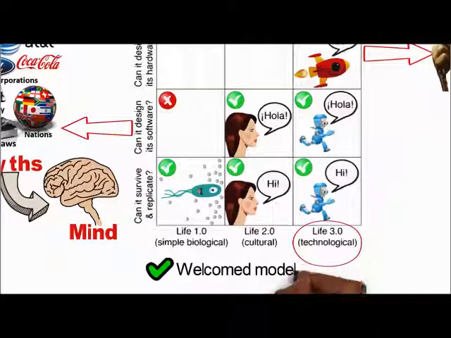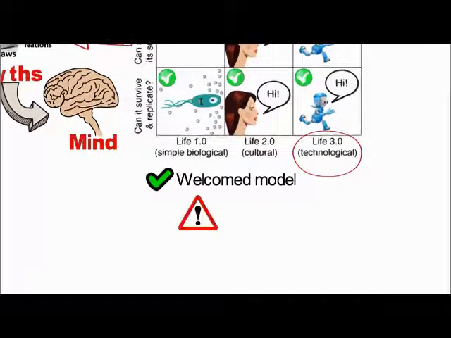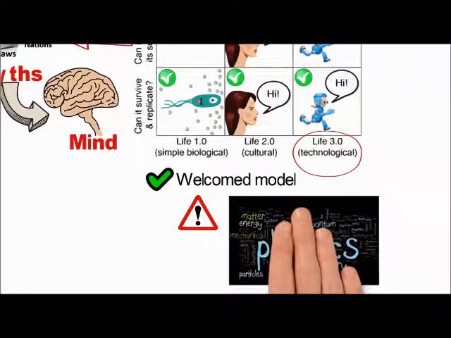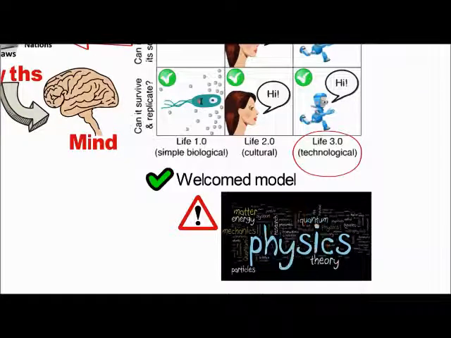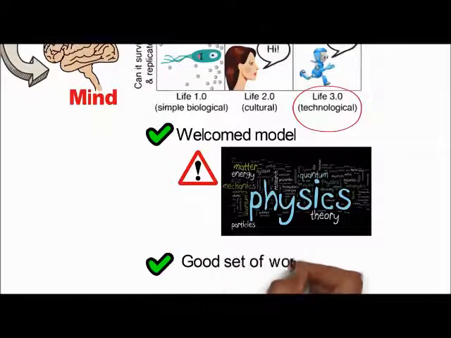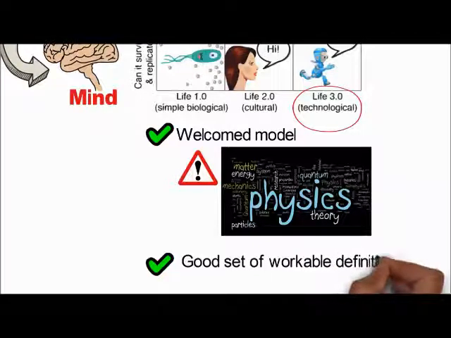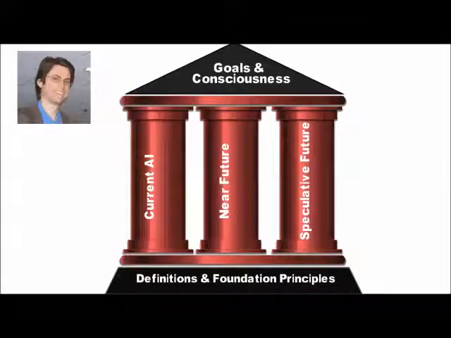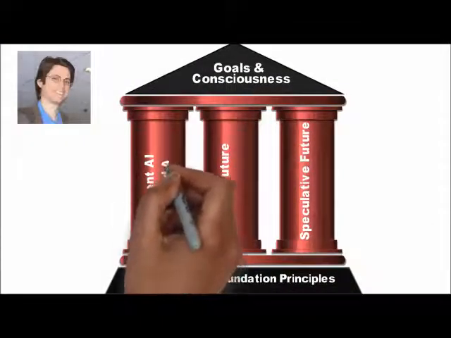So basically, it's a nice, welcome nine-block model that we can use. My one little caution here is that he's a physicist, and so he does bring an awful lot of physics and physics theory into the whole thing. But he does then give us a really good set of workable definitions. So that's where he goes with definitions and principles.